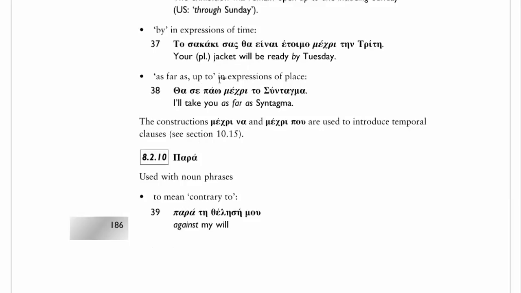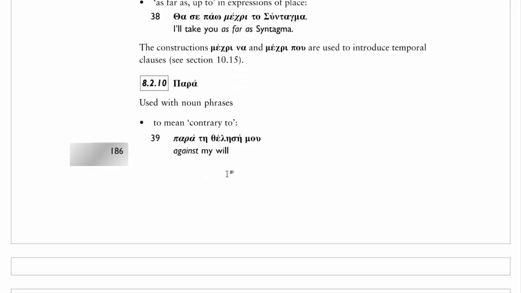As far as or up to in expressions of place. Θα σε πάω μέχρι το Σύνταγμα. Remember, the Σύνταγμα. I'll take you as far as Σύνταγμα. The constructions μέχρι να and μέχρι που are used to introduce temporal clauses.